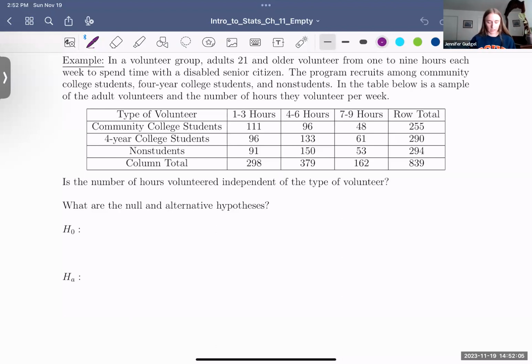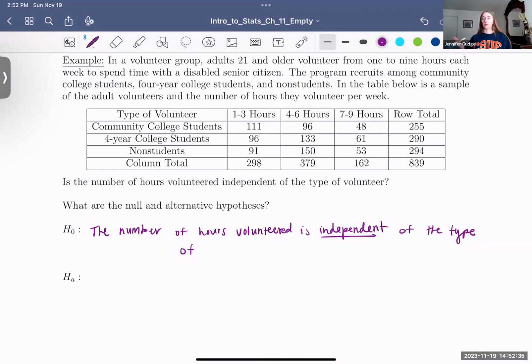So our null in this case is going to be that the number of hours volunteered is independent of the type of volunteer. The order in which you write that doesn't matter. You could write the type of volunteer is independent of the number of hours that the volunteer volunteers. So you can switch before either of those, but again, the null is independent, the alternative is dependent.